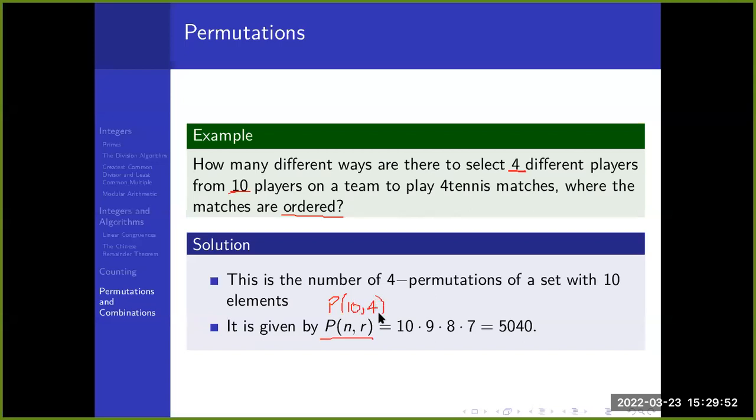So the number of 4-permutations of a set with 10 distinct elements will be given by 10 multiplied by 9, multiplied by 8, multiplied by 7, which is 5,040. So the matches are ordered, and that means that if they play, for instance, the first 4 players in that order, that's different from this order. If you have 1, 2, 3. So all these are valid arrangements because order is taken into account.